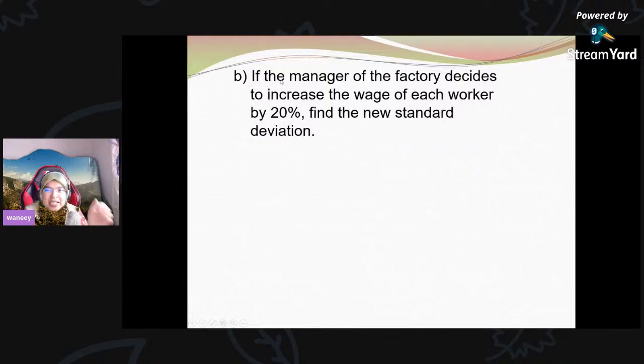if the manager of the factory decides to increase the wage of each worker by 20%, find the new standard deviation. Okay, so for this one, you have to use the properties that I gave you. Excuse me. Okay, so we will increase by 20%. So we have to know what is that value. And then we have to calculate what is the new standard deviation.